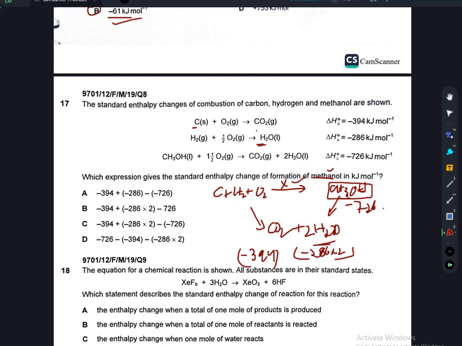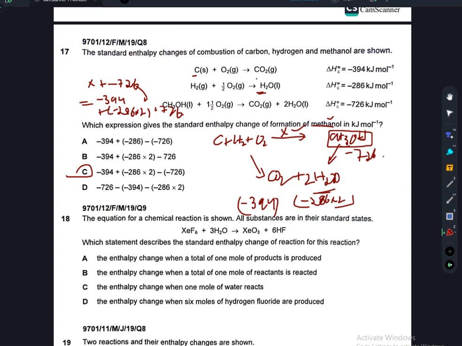You have to find X, do vector addition. So X plus methanol's minus 726 is equal to minus 394 plus minus 286 into 2, and I take this to this side, plus 726. So C is your right answer.